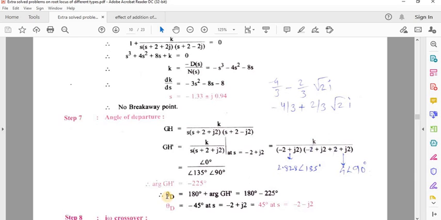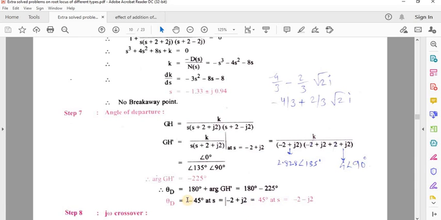So angle of departure formula is given as 180 degree plus argument of gh dash, which will be 180 minus 225. So the answer will be minus 45 at this pole. There is no need to calculate for the other pole because it will be a replica of that. So for the other pole it will be plus 45. Okay, they have given for this pole it is minus 45, for this other pole it will be plus 45. Okay, you can also cross check by calculating it.